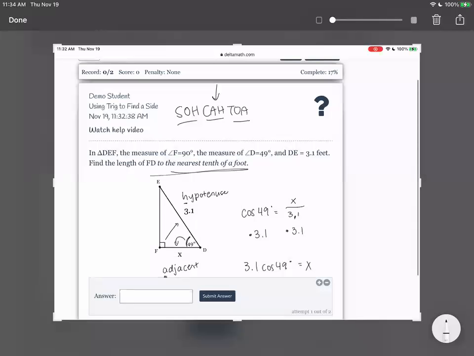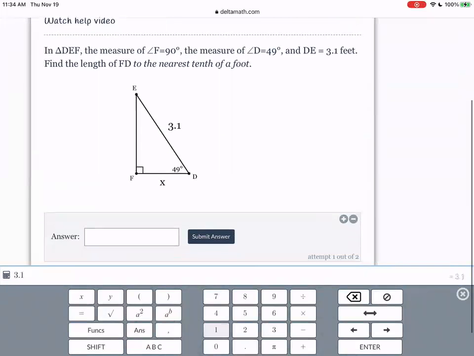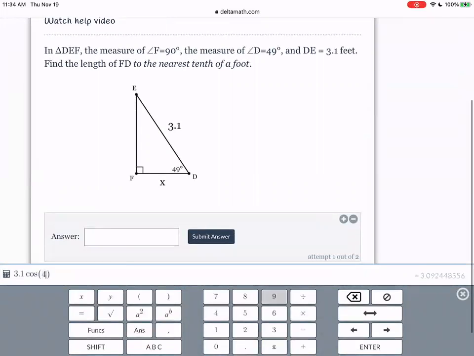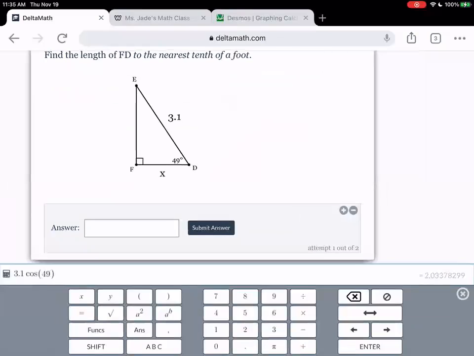All right, let's go type 3.1 cosine 49 into the calculator. 3.1 cosine 49. And it gives me 2.0337. Here, I'll zoom in. It gives me that. And so we are rounding it to the nearest tenth of a foot. That is 1 decimal place. So we look at the second decimal place and it says 2.03. The 3 is a small number, so we keep it at 2.0. The 0 stays as a 0 because 3 is a small number. So 2.0.